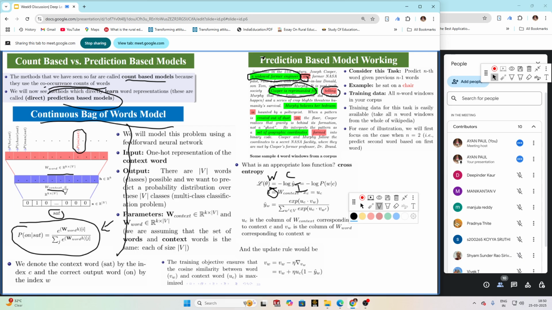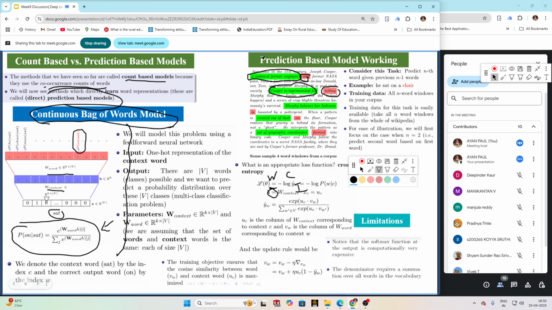These are the weights that will be learned, and our target is to maximize this probability. So this model is known as the continuous bag of words model. Again I am repeating the major things that you have to understand. I am not going much into the maths, you can see it in the lecture notes. But what are the major things that you have to understand?